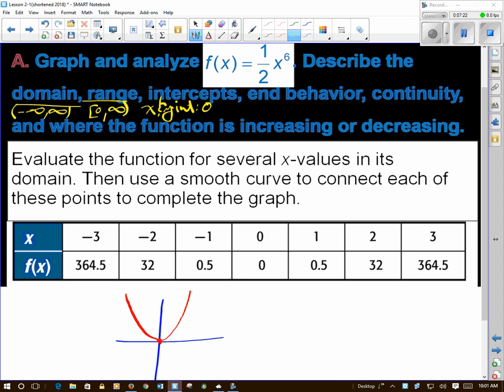End behavior. Always talk about end behavior in terms of limits. The limit as x approaches negative infinity of this function is going to be infinity. And likewise, the limit as x approaches infinity of this function will also be infinity. It's continuous over its domain, which is R. And it is decreasing from negative infinity to 0 and increasing from 0 to infinity.